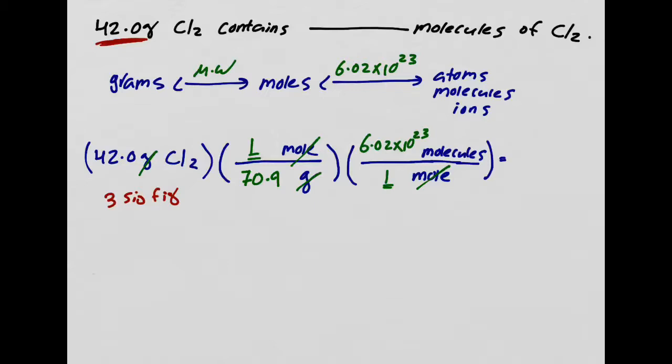Now, I'm going to go step by step, making sure you've got this down. So, you're going to go 42.0 times 1 times 6.02 times 10 to the 23rd divided by 70.9 and then divided by 1. You don't need to write 1. And if you do that with 3 sig figs, what I get is 3.56 times 10 to the 23rd molecules of Cl2. And that's 3 sig figs. Yeah? Okay. Hopefully you guys are getting the hang of it. And remember, this is always for 1 mole.